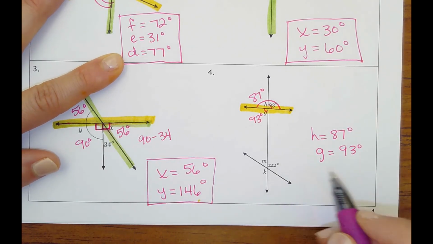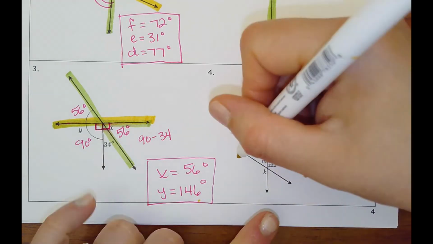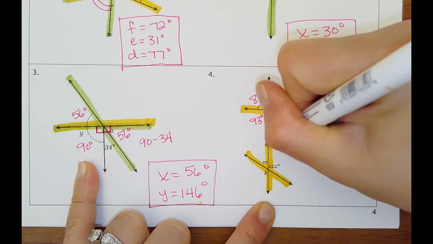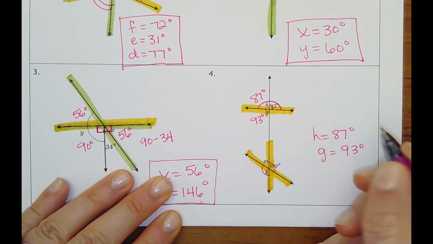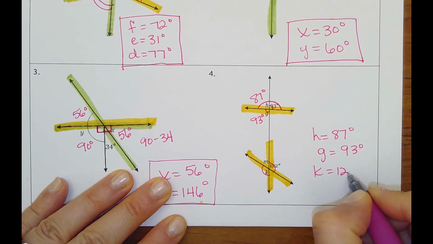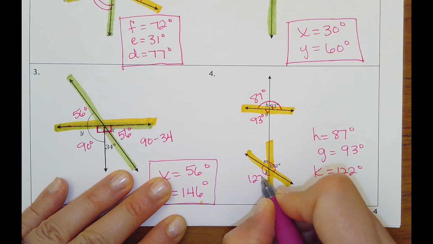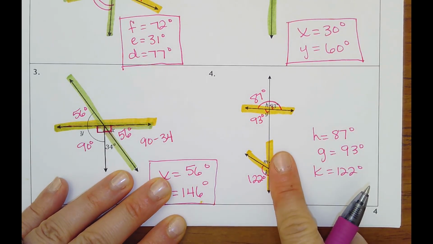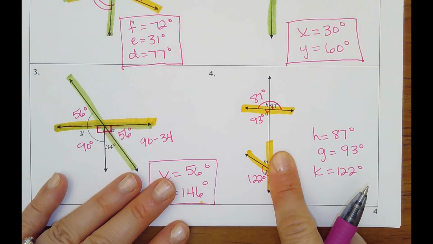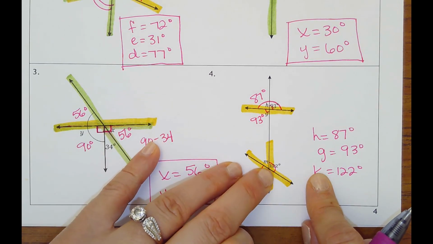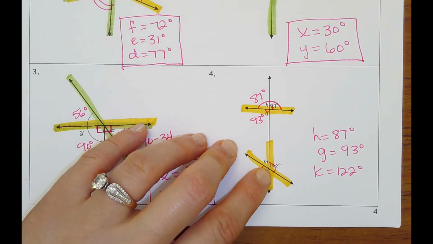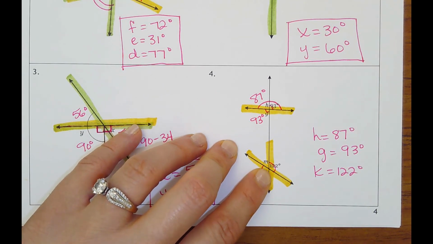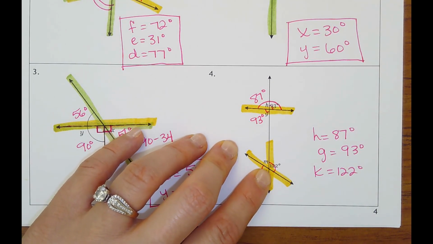And then down here, I have vertical. The 122 and K are vertical, so K would also be 122 degrees. And then I could look at M and K being a linear pair, or I could look at M and 122 being a linear pair. Either way, it doesn't matter, because I'm taking the 180 minus 122, which is 58.